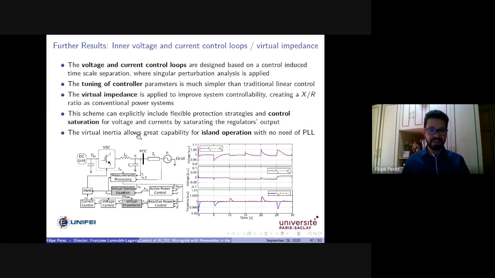And as we can see, the virtual inertia has a good ability to operate in island mode operation with no need of a PLL. So this is the general scheme of the control proposed. And here we have some simulations which give the results in voltage and frequency. So these are the last results where we just submitted a journal paper.